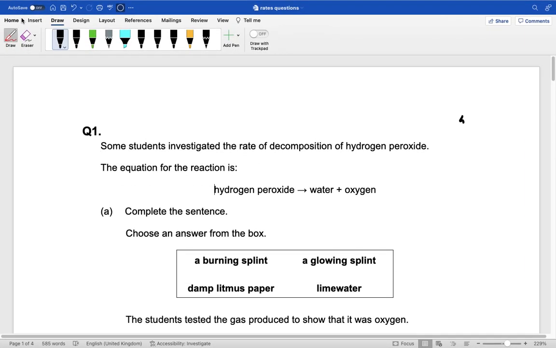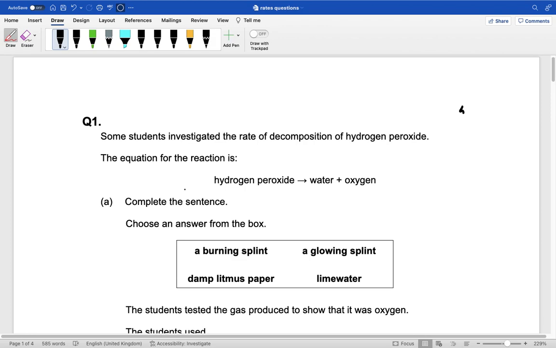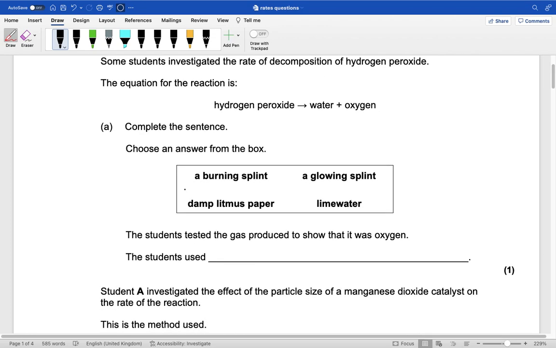So it says some students investigated the rate of decomposition of hydrogen peroxide. The equation for the reaction is hydrogen peroxide breaks down into water and oxygen. It says to complete the sentence, choose an answer from the box. So it says the student tested the gas produced to show that it was oxygen. For oxygen, the test would be a glowing splint, and it would relight a glowing splint.